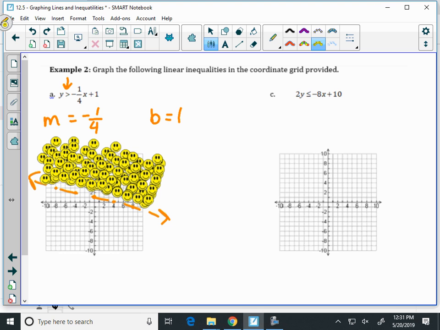There you go. Shade above. You don't have to be super fancy with your shading. It doesn't have to be this pristine shading in the picture. You can tell me where we're shading. Questions over that? What about C? Is y by itself in C? No. What do we have to do to get y by itself? Divide by 2. Divide everything by 2. To get y is less than or equal to what? What's negative 8 divided by 2? Negative 4x plus. So when we graph, again, what is my M and what is my B?